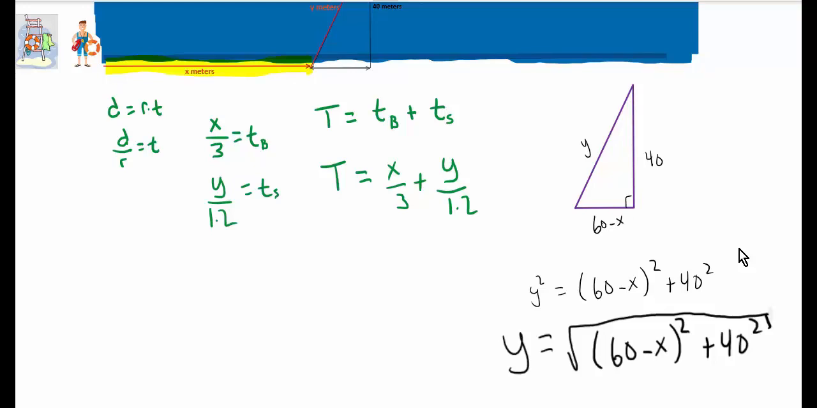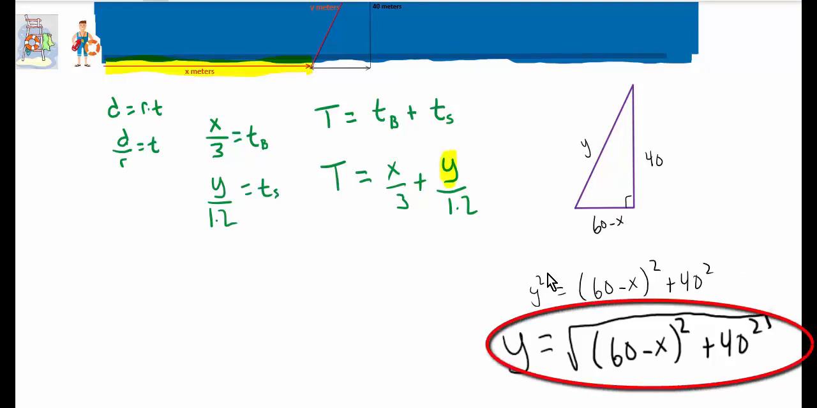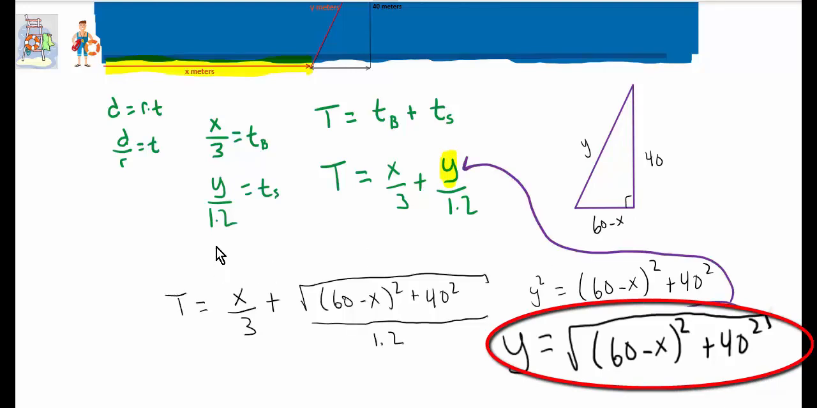The principal root is the positive case. I'm ignoring the negative case. So now that I have this equation that relates x and y, I can simply substitute the letter y in my time equation. To find the x value that minimizes the time function, I'm going to use my graphing calculator.